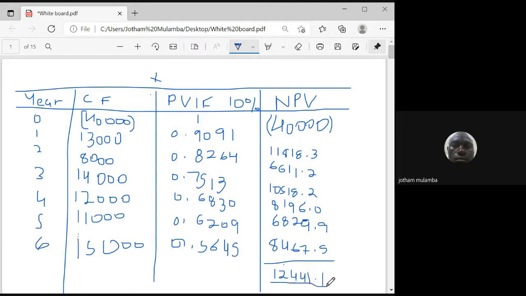Because we chose 10% and it's giving us a positive figure, now we need to choose a higher percentage so that it gives us a lower NPV. Remember, our target is to get NPV 0. For this first one, we have gotten an NPV of 12,441. So we choose another higher percentage.